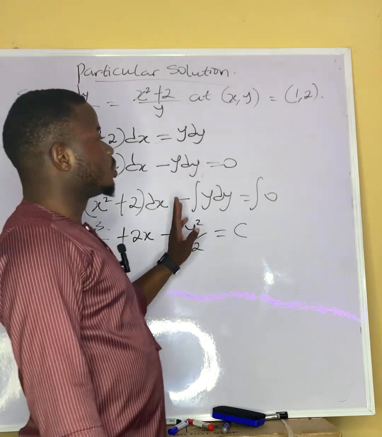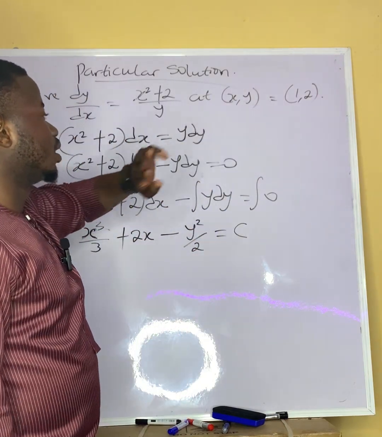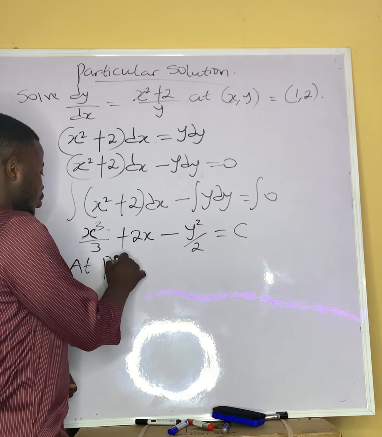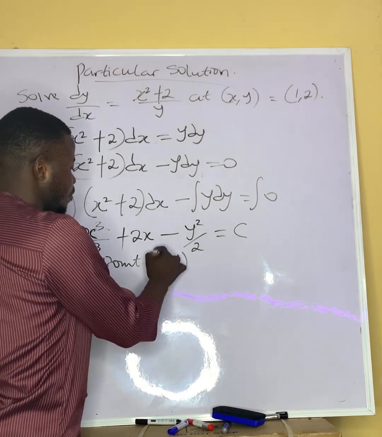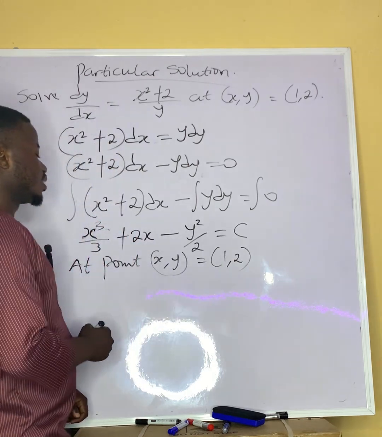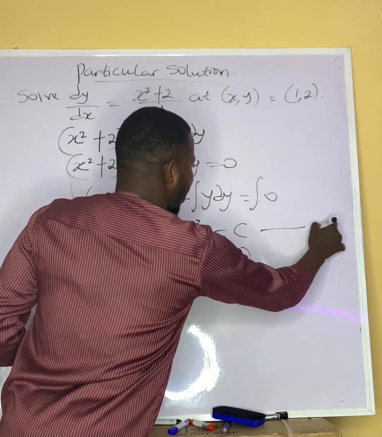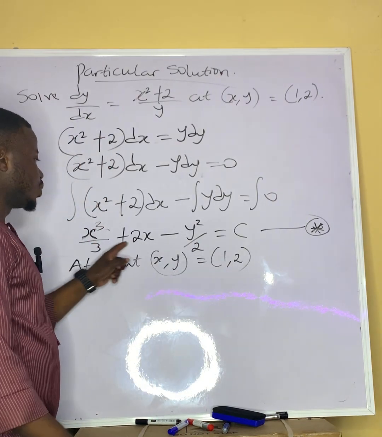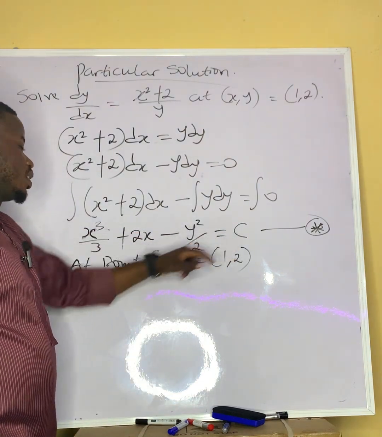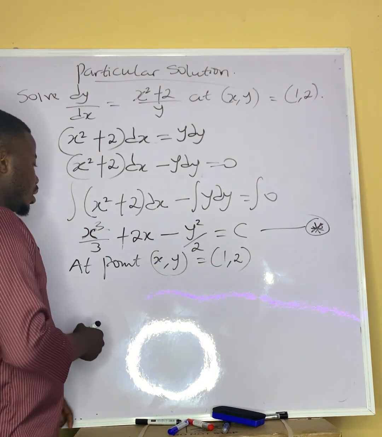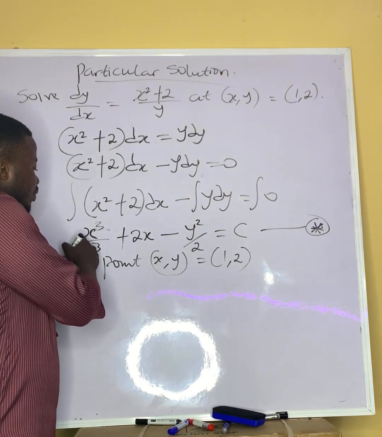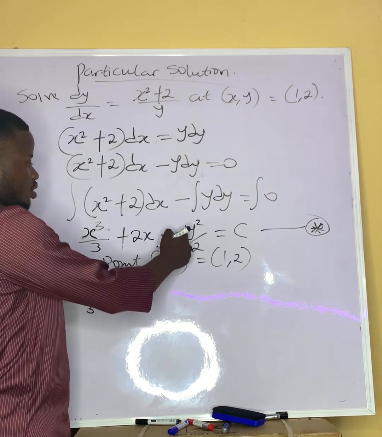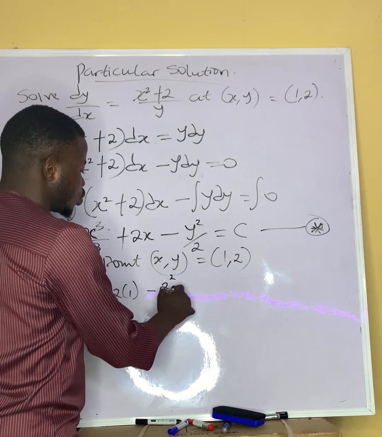So now from what we have there, we have to obtain the particular solution at point x equals 1 and y equals 2. So to obtain the particular solution at point (x, y) = (1, 2), we can make this particular equation star, so that wherever we see x in this equation, we put 1, and wherever we see y, we put 2, to obtain the value of c, so that we can obtain the required equation. So from here, we have 1 cubed over 3 plus 2 into 1 minus 2 squared over 2 equals c.